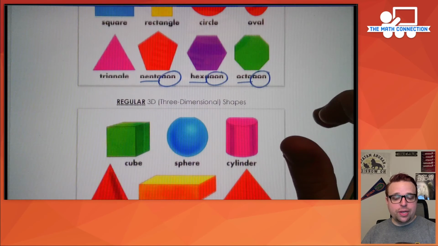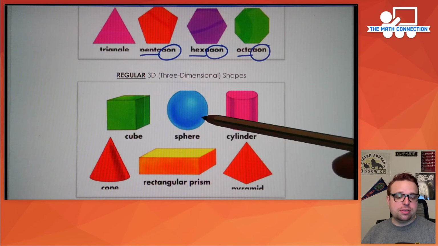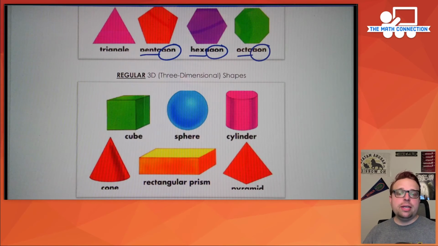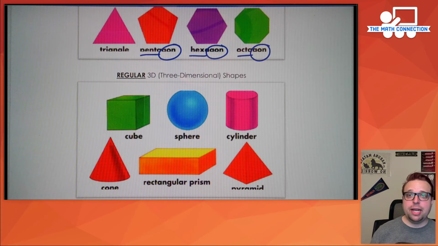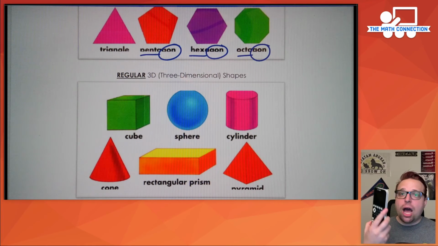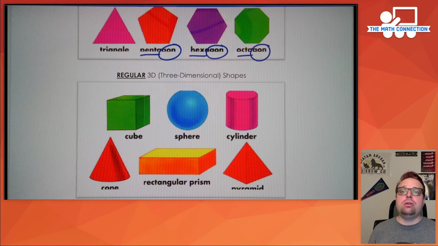You can also have 3-dimensional shapes: cubes, cylinders, spheres, cones, prisms, pyramids. These are 3-dimensional shapes, which means they have a length, a width, and a height. They have 3 different dimensions that you measure them by. 3-dimensional objects are most closely modeled in real life by the objects that you or I can pick up and touch and hold in our hands. Like this pencil I'm drawing with, my calculator, these are 3-dimensional objects.